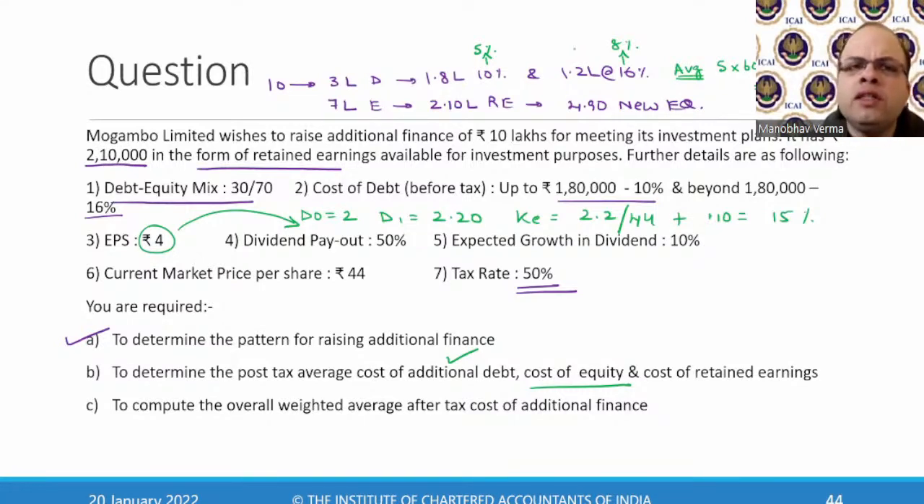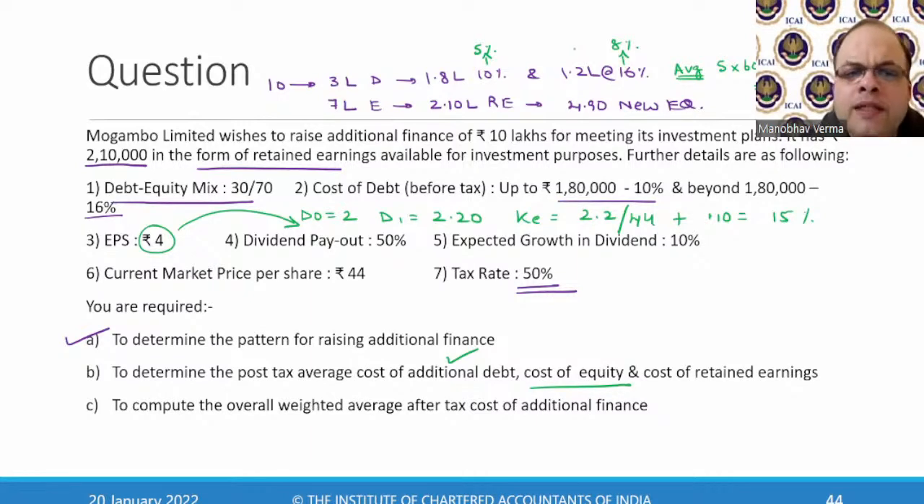I hope everyone is on the same page. Okay, 6.2 is cost of debt, and 15% is cost of equity. Is everyone with me on the cost of equity? Yes or no? Can you please confirm, guys? Pooja already replied. Anyone else? Great. So I think everyone is with me.